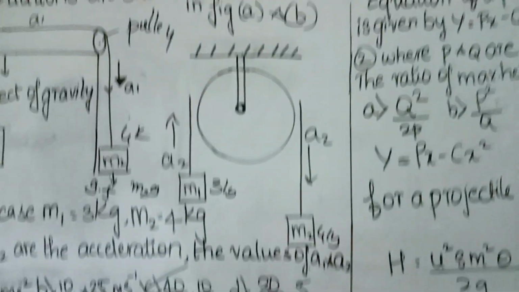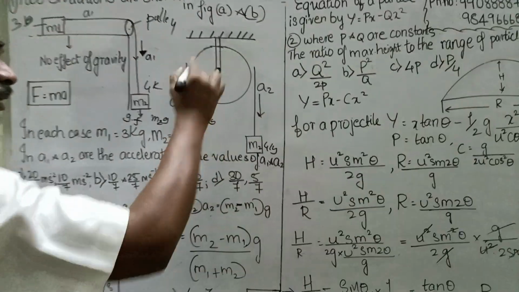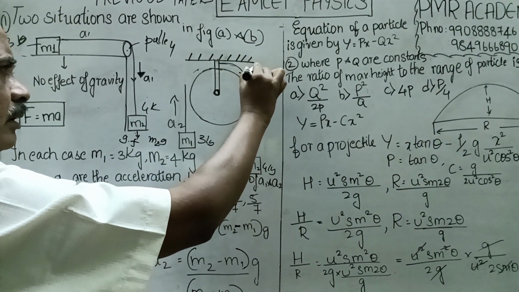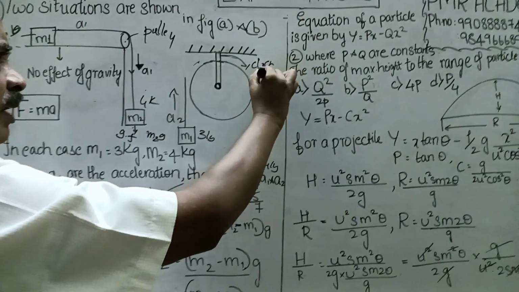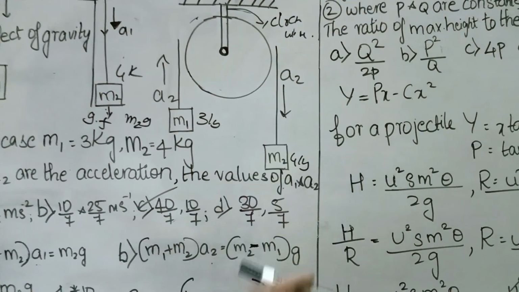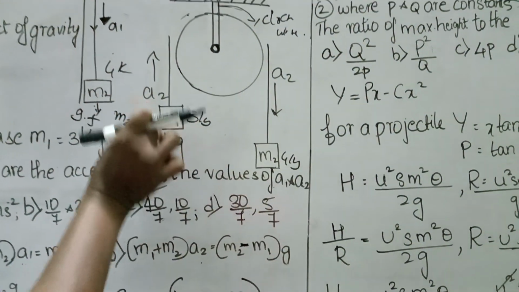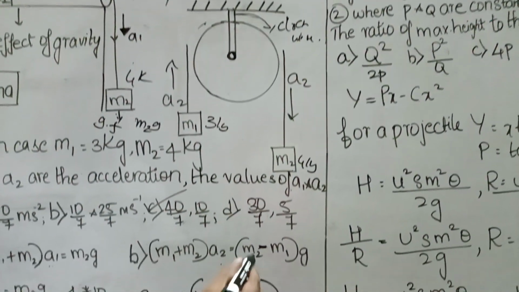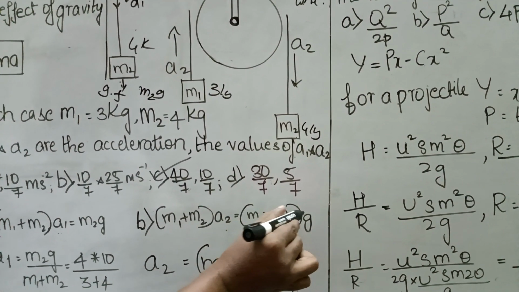Coming to the movement, why here it is plus? Because both are moving in the same direction. But why minus here? Because one is moving down in the direction of gravity, one is moving up against the direction of gravity. Therefore, we use the sign m2 minus m1 into g.